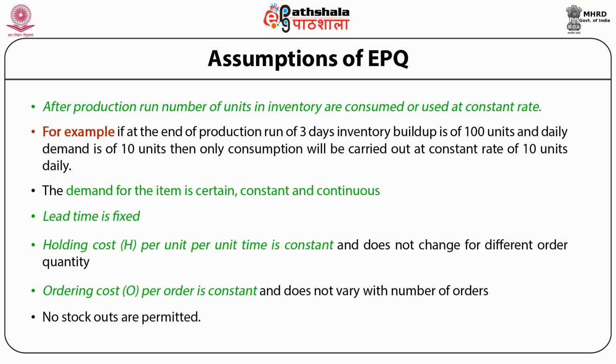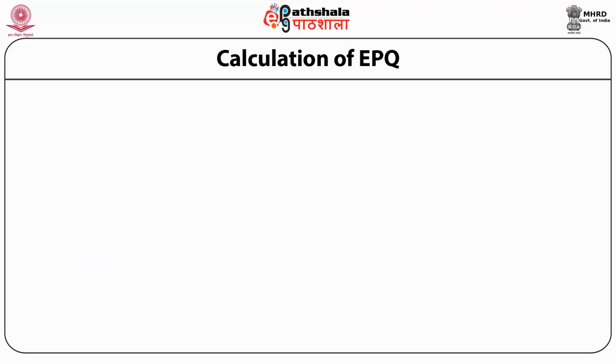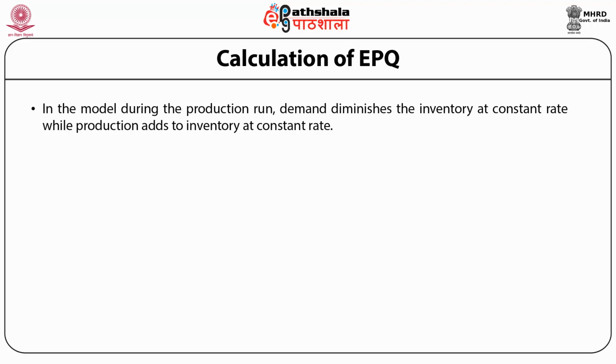No stockouts are permitted. Calculation of EPQ. In the model, during the production run, demand diminishes the inventory at a constant rate while production adds to inventory at a constant rate.